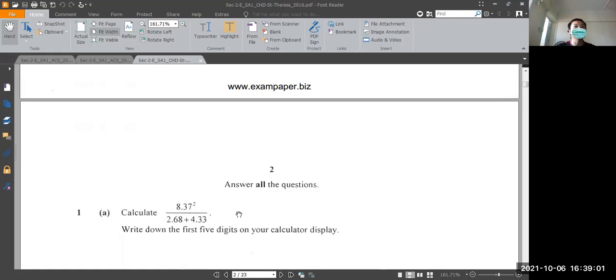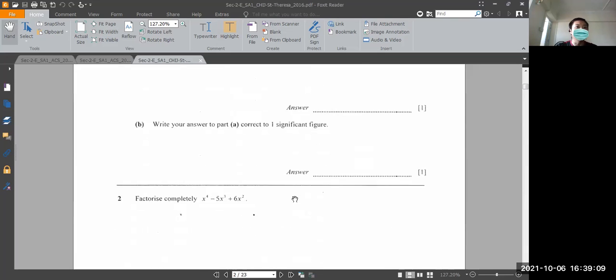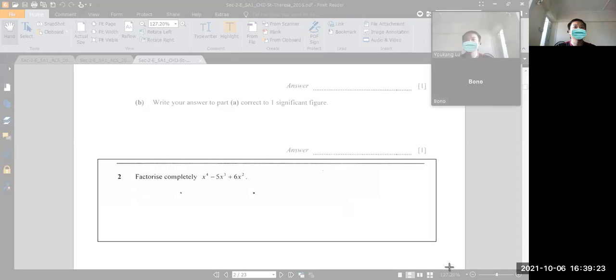Let's start with one question. Number 2. Question 2. Okay, question 2. This is called factorization. Can you see it? Yeah, question 2 is factorization. So what is your question for this question? I don't think I knew how to factorize this.